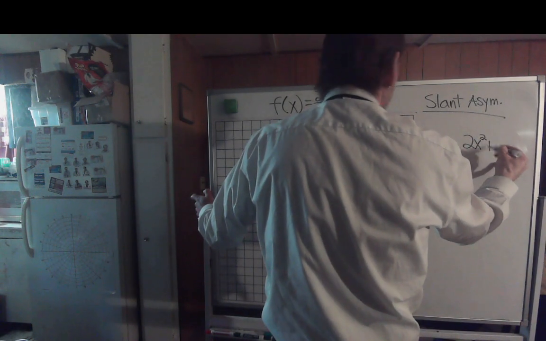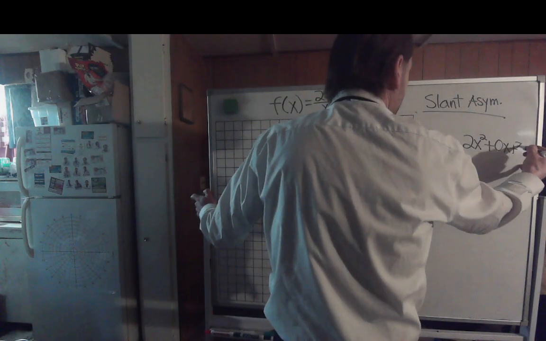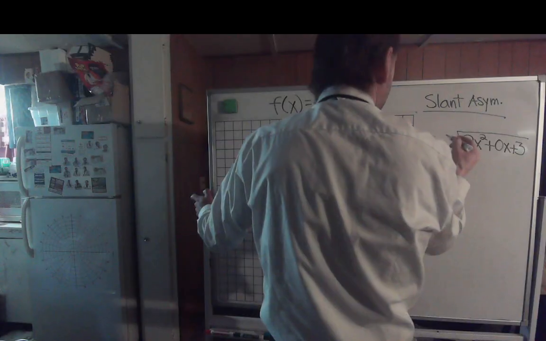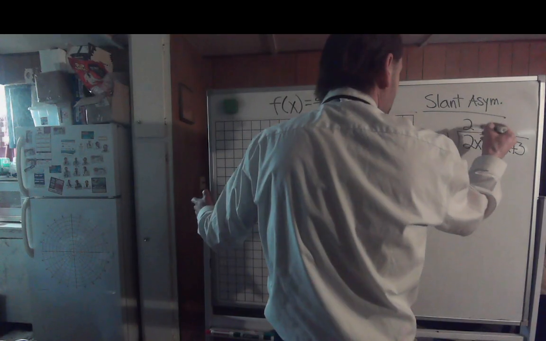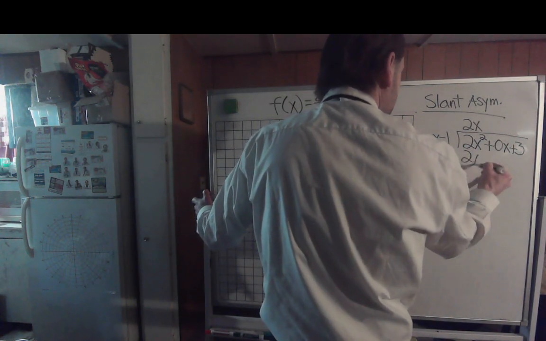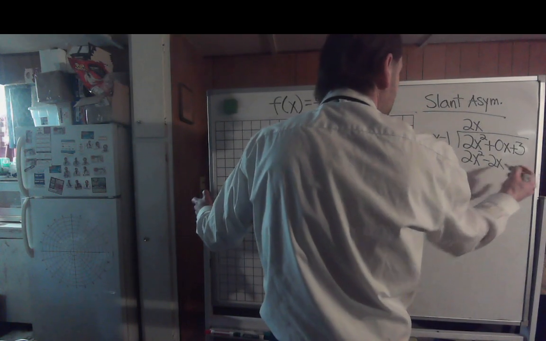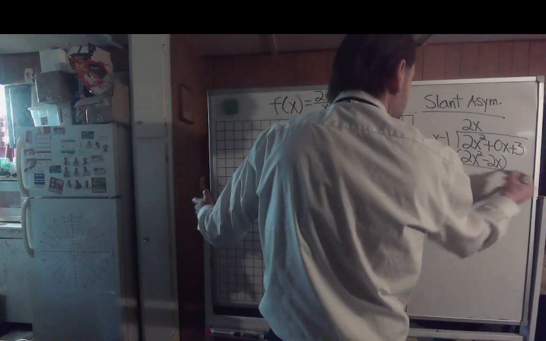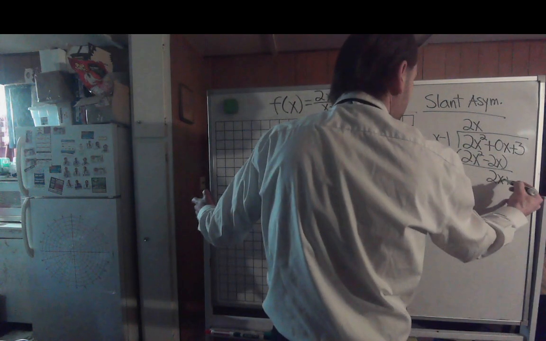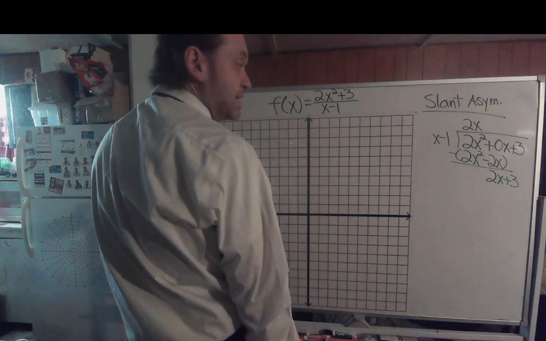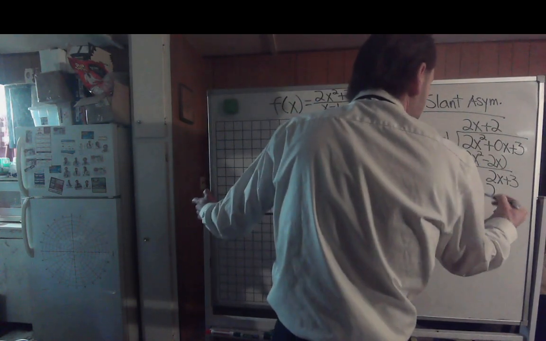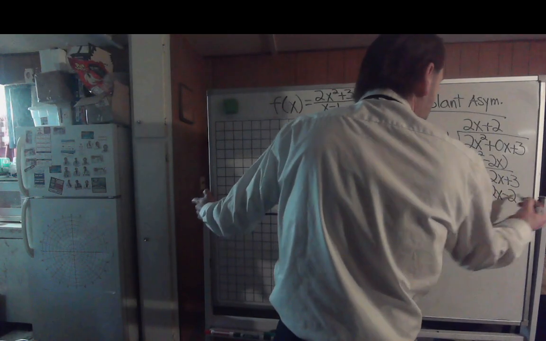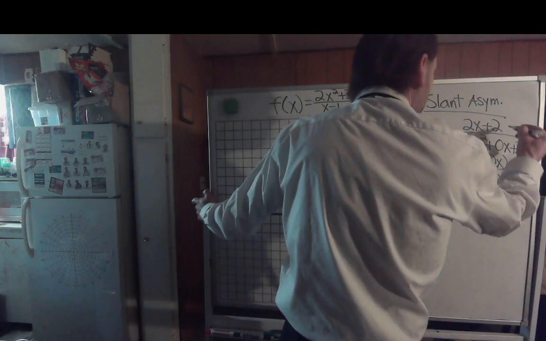So take 2x squared plus 0x plus 3 and divide it by x minus 1. So we'll do our polynomial long division. x goes into 2x squared how many times? It goes in 2x times. So then you get 2x squared minus 2x. Now subtract, and you should end up getting 2x plus 3. x goes into 2x how many times? It goes in twice. So then we get 2x minus 2. You would just end up with the remainder of 5.